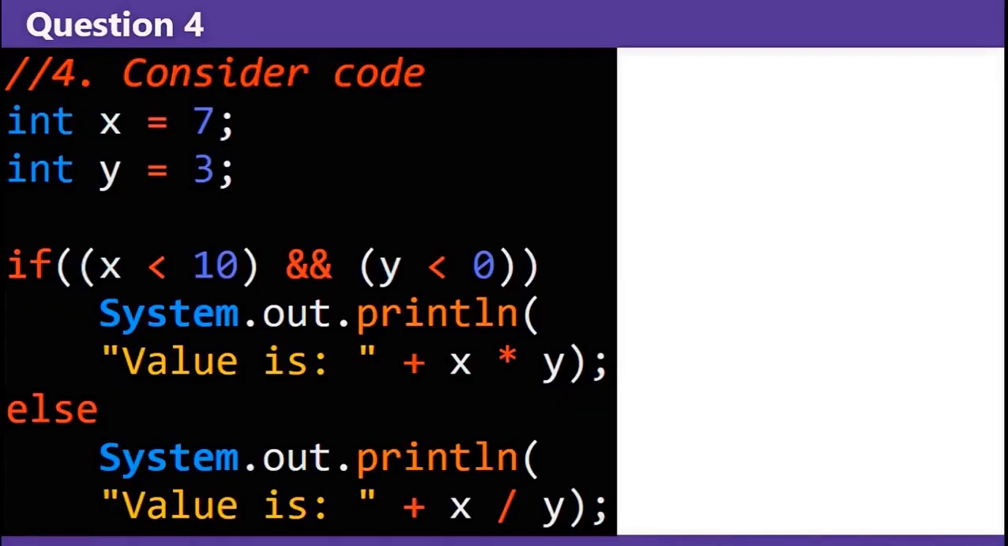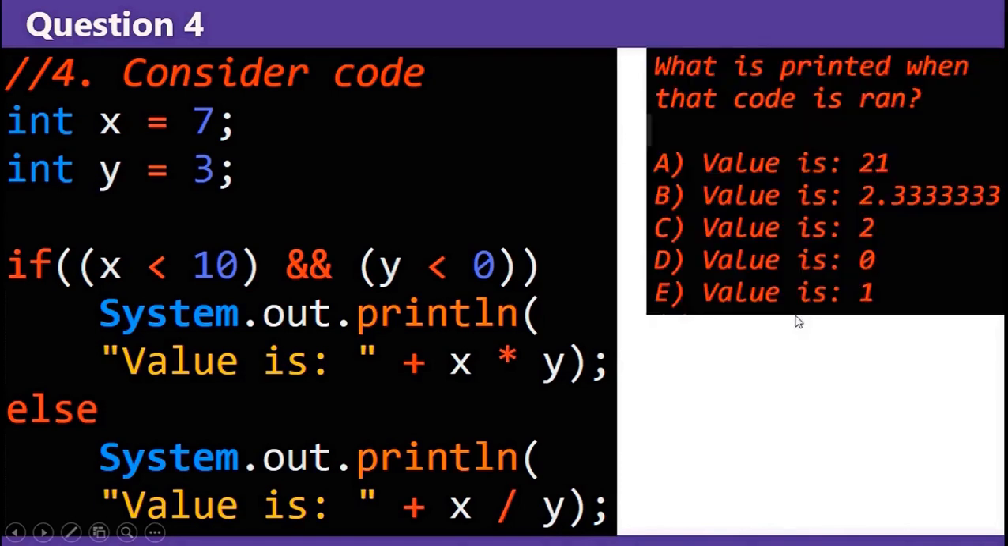Question 4. Consider the code: int x = 7, int y = 3. If x < 10 and y < 0, print out "value is" x times y, otherwise print out "value is" x divided by y. What is printed when this is run? Well, x is less than 10, but y is not less than 0, so we'll print out x divided by y. This is 2 and some decimal numbers, but this is integer division, so the answer is just the 2, which means the answer is C.